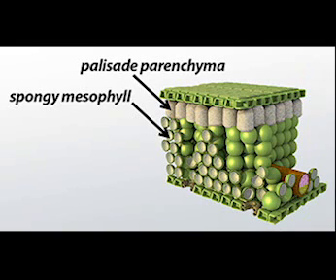Now the other part, the palisade parenchyma in the mesophyll layer, is where the main site of photosynthesis occurs in the leaf, since it contains a lot of chloroplasts, and chloroplasts, as you know, conduct photosynthesis. These cells are usually found near the surface of the leaf, under the epidermis, and there's usually just one layer of them.